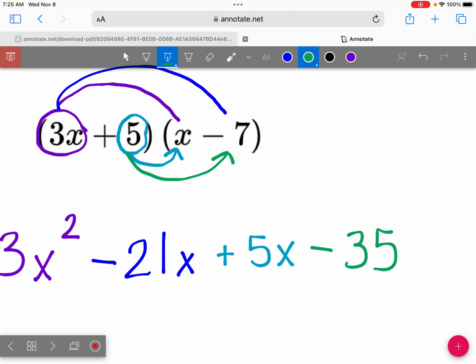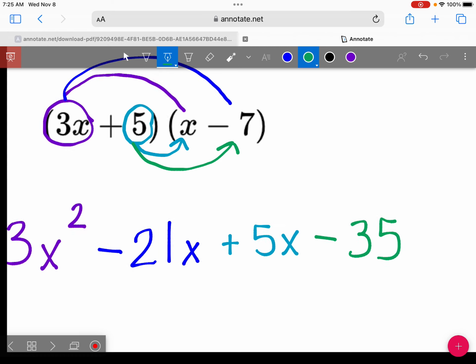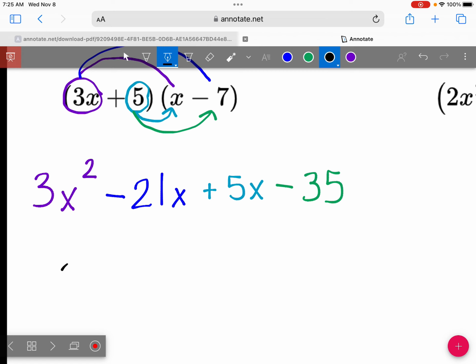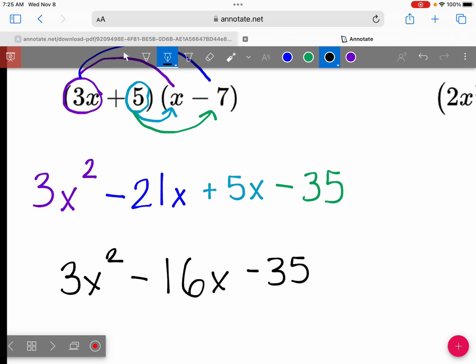Okay, so let's look at this and see if we can simplify this. We need to combine some like terms here. What like terms do we have? The 21x and the 5x. So we'll combine those together. So we're going to have 3x squared, negative 21 plus 5 is negative 16x minus 35.